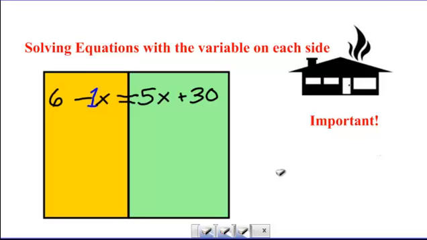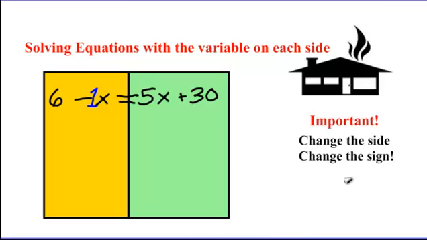And here's another important rule. Important rule to remember. If you change the side, you must change the sign. Change the side, change the sign. So we're going to move this to the other side. So we have to change it from a minus 1x to a positive 1x. So we have a positive 1x on each side.